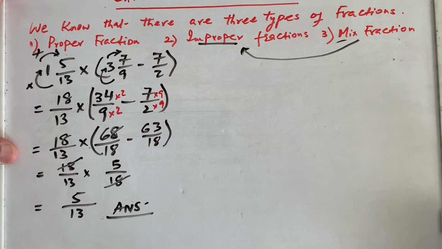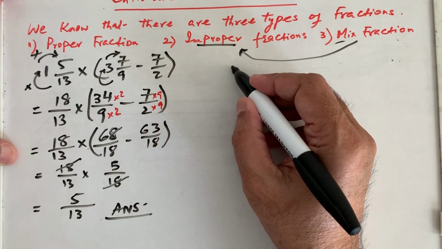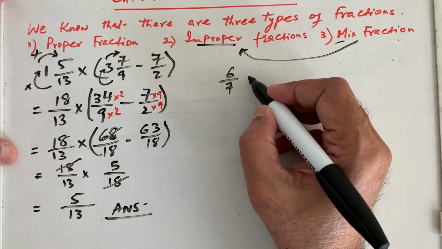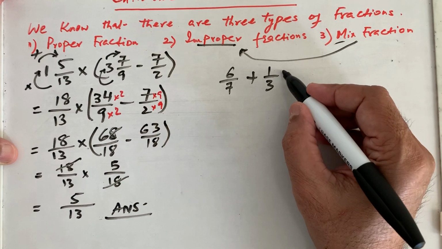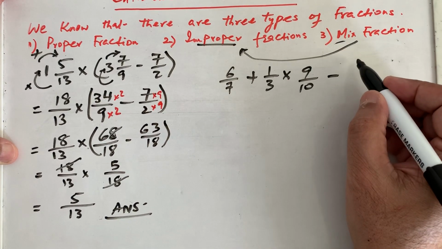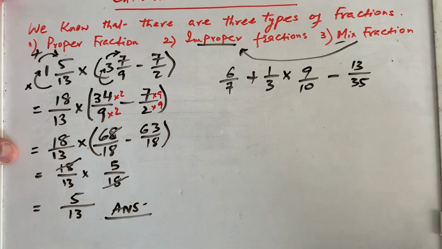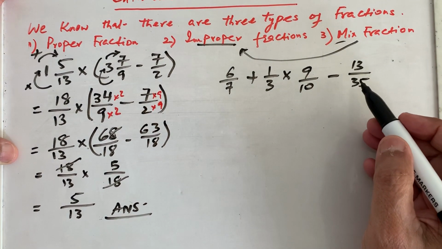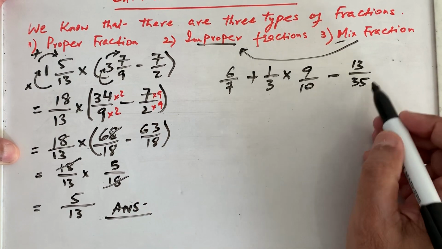Hope you understand this thoroughly. Now we take the other assignment question, which was 6 over 7 plus 1 over 3 times 9 over 10 minus 13 over 35. In some books or some assignments it is 55, but to match the answer it is 35.